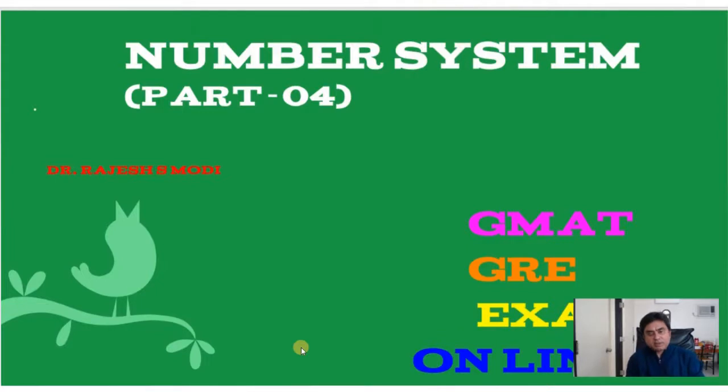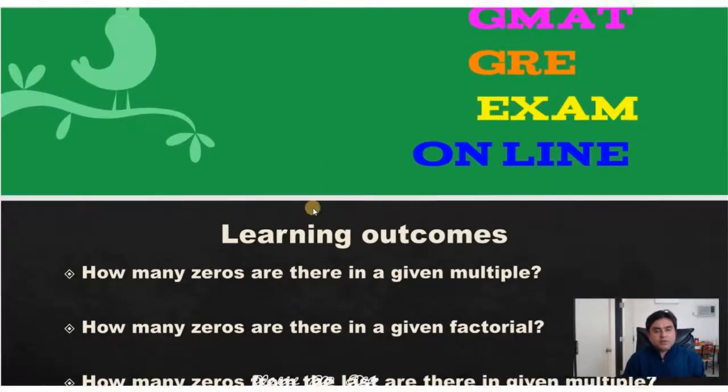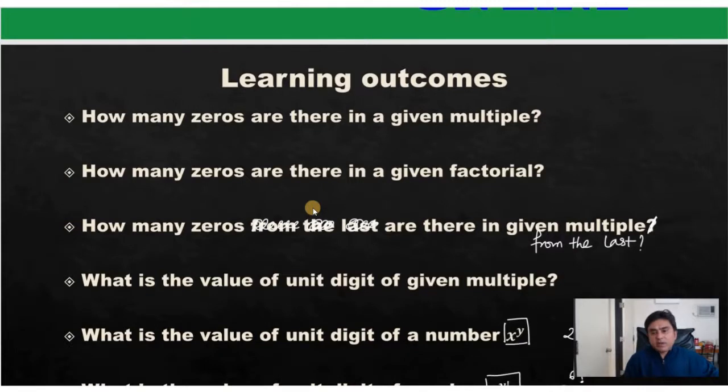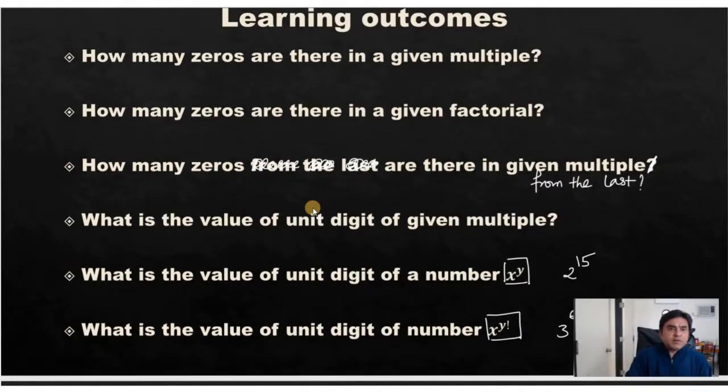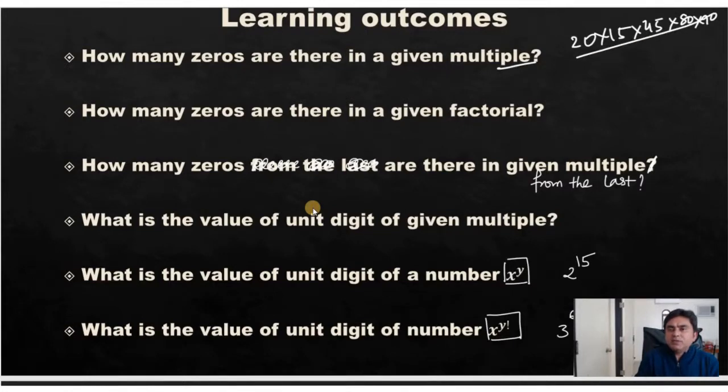Without wasting much of our time in giving you a lecture, it is better to start the questions. So what are the learning outcomes? What are the learning objectives? At the end of this session you will understand how many zeros are there in a given multiple. Let's say the multiple is 20 into 15 into 45 into 80 into 90. If somebody asks you how many zeros are in the product of this multiple, you can answer. At the end of this session you will also know how many zeros are there in a given factorial.